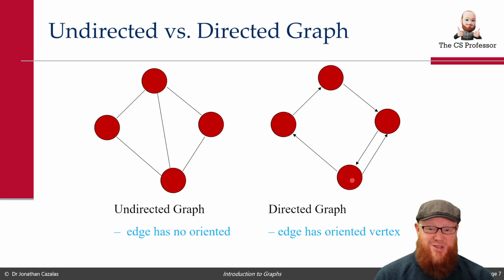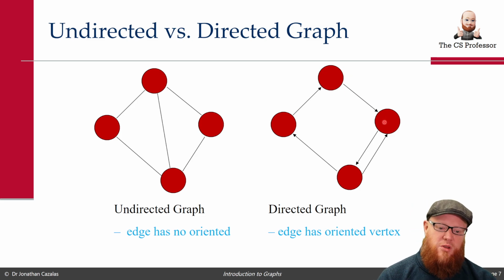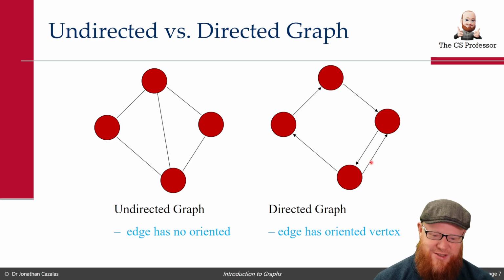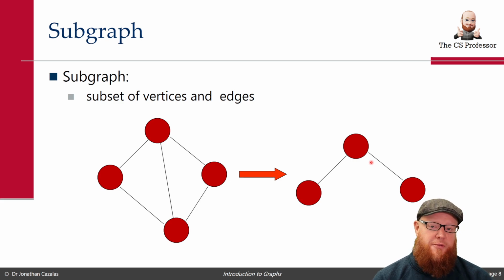A vertex could be just an intersection. To go from this vertex to this other vertex, on this road, there's only one way. On this road, there's only one way. On this road, anything goes, or at least those two ways go. So here we have a directed graph versus an undirected graph.